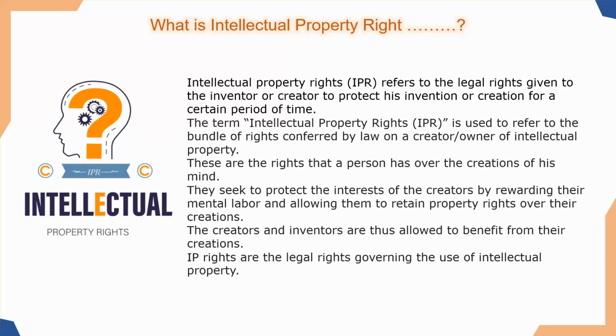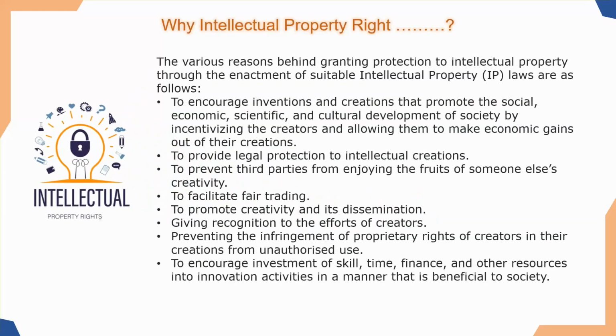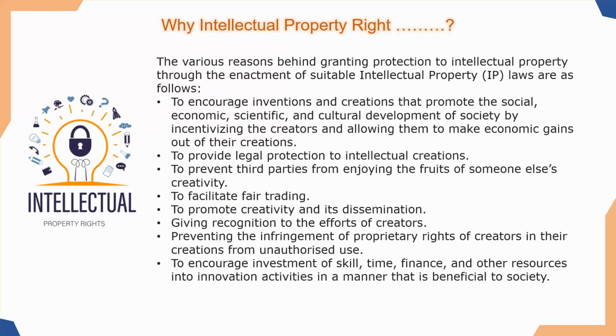Primarily, what is intellectual property right? Intellectual property right refers to the legal right given to the inventor or creator to protect his invention or creation for a certain period of time. The second one, why intellectual property right? Why we need it? There are various reasons behind granting protection to intellectual property. They are as follows: to encourage inventions and creations that promote the social, economic, scientific, and cultural development of society by the creators, and allowing them to make economic gains out of the creations.